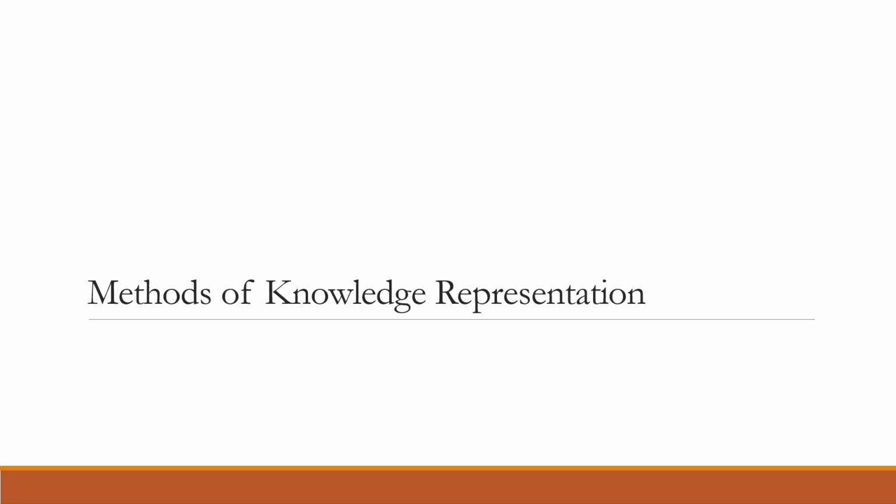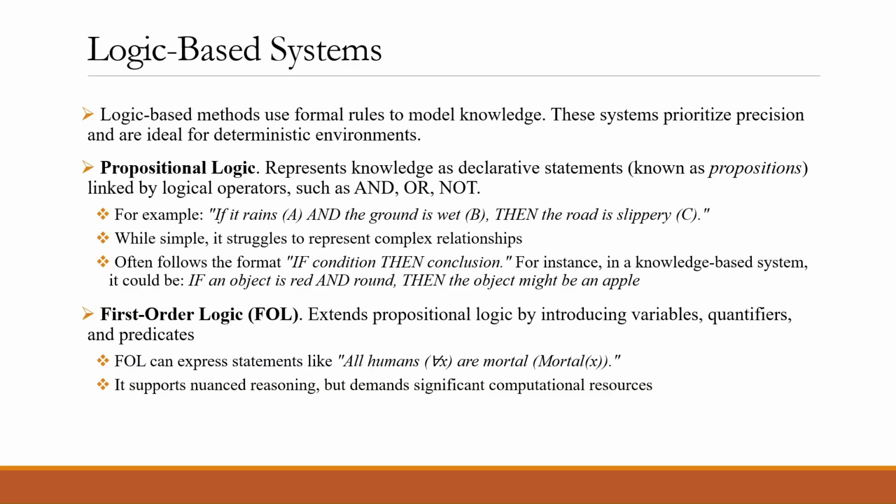Now, let's see some methods of knowledge representation. Logic-based methods use formal rules to model knowledge. These systems prioritize precision and are ideal for deterministic environments. Propositional logic represents logic as declarative statements, known as propositions, linked by logical operators such as and, or, not. For example, a proposition can be: if it rains, proposition A, and ground is wet, proposition B, then the road is slippery, proposition C.